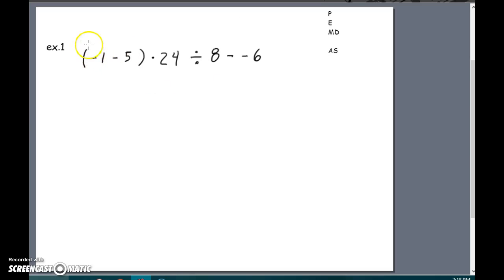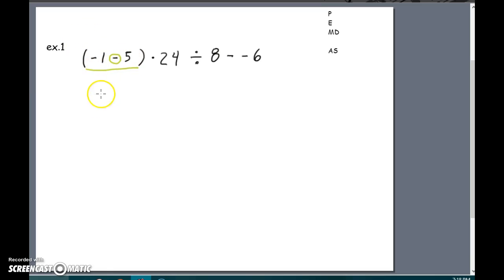So here we have negative 1 minus 5 in parentheses, times (that little dot is multiplication) 24 divided by 8 minus a negative 6. So I'm going to start with looking for parentheses. Here we have a set of parentheses. And within that set, we only have one operation. We have this operation of subtraction. So we're just going to go ahead and simplify that subtraction.